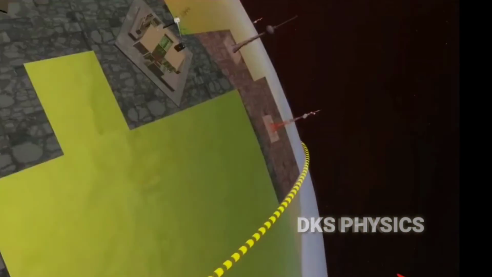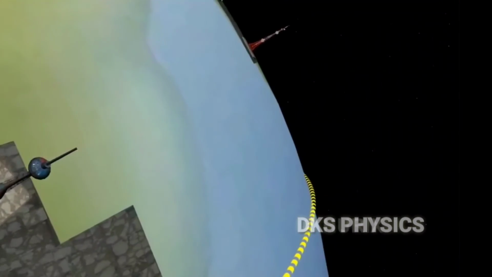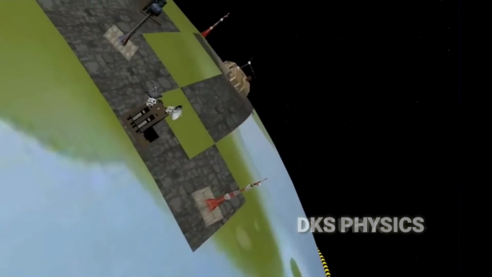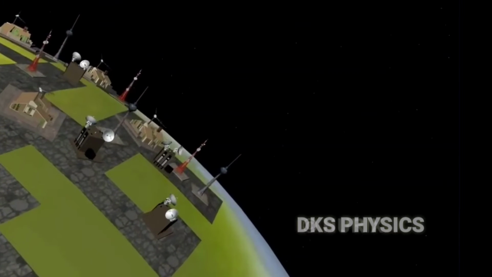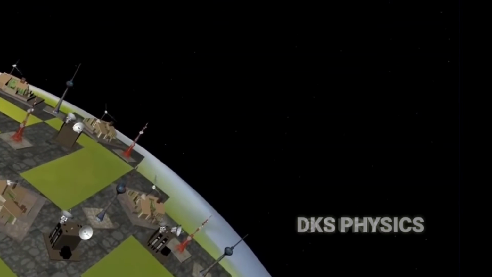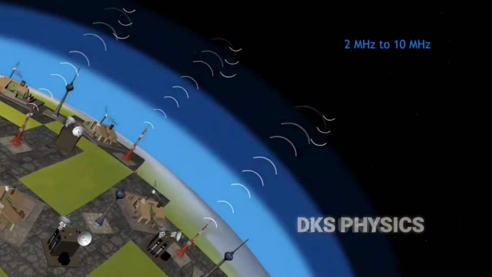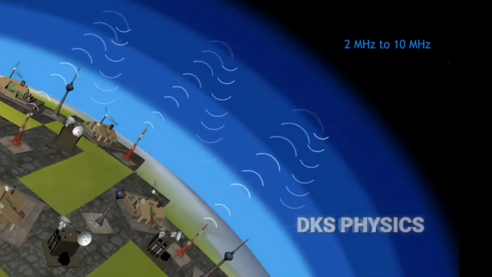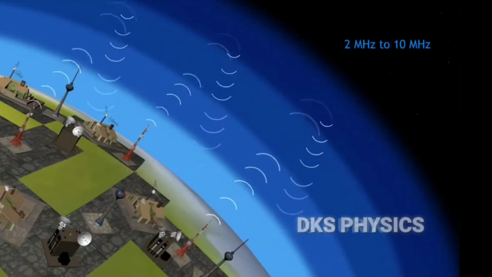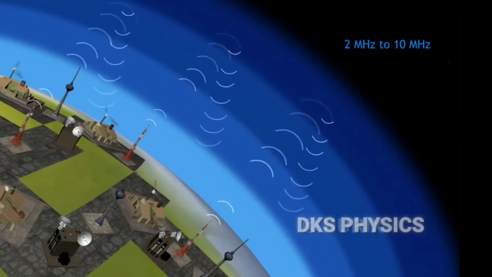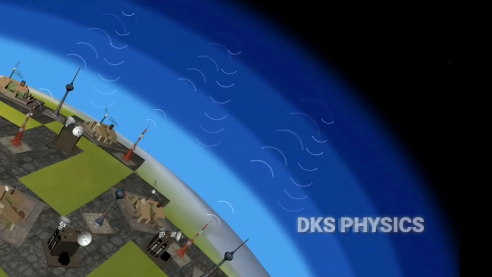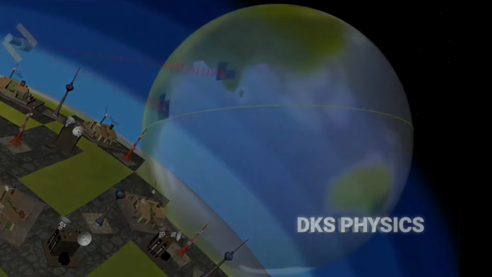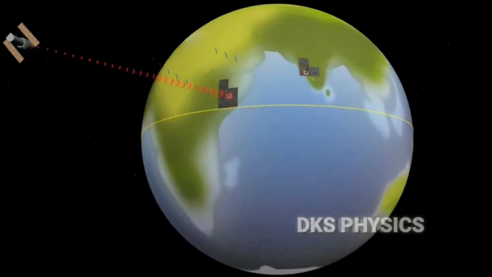Electromagnetic waves above a certain frequency are not reflected by the ionosphere. Radio waves in the 2 MHz to 10 MHz range, below the critical frequency, are reflected by the ionosphere. In other words, the signals cannot reach beyond a certain range. Television and many other communication signals cannot be received beyond the line of sight.